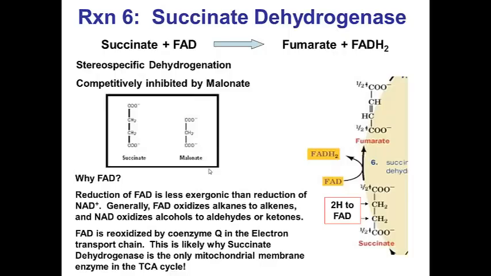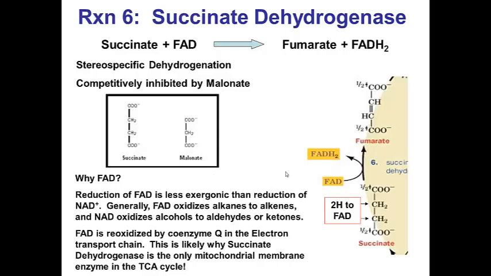I'd like to talk a little bit about why this reaction uses FAD as opposed to NAD. If you remember, FADH2 is slightly lower in energy than NADH. When it contributes its electrons to the electron transport chain, the electrons from FADH2 yield enough energy to make about 2 ATP per molecule, while the electrons from NADH yield enough energy to make approximately 3 molecules of ATP per molecule.